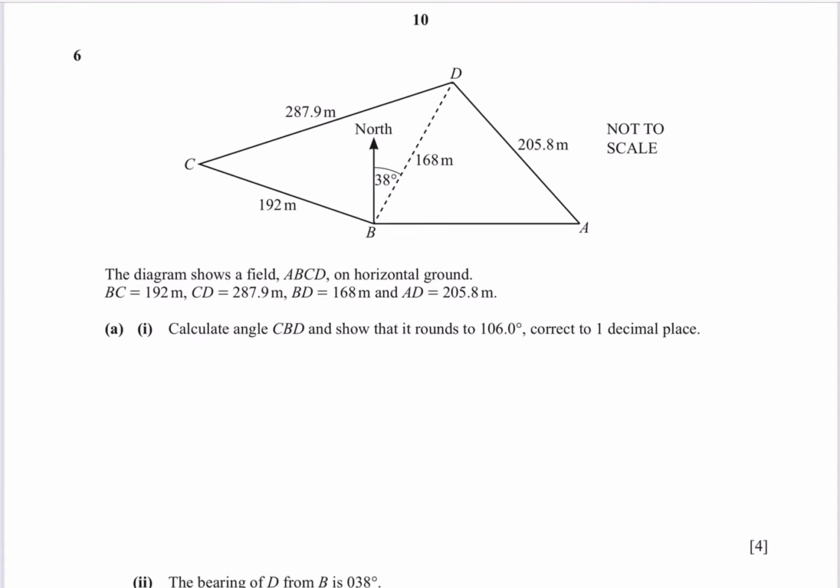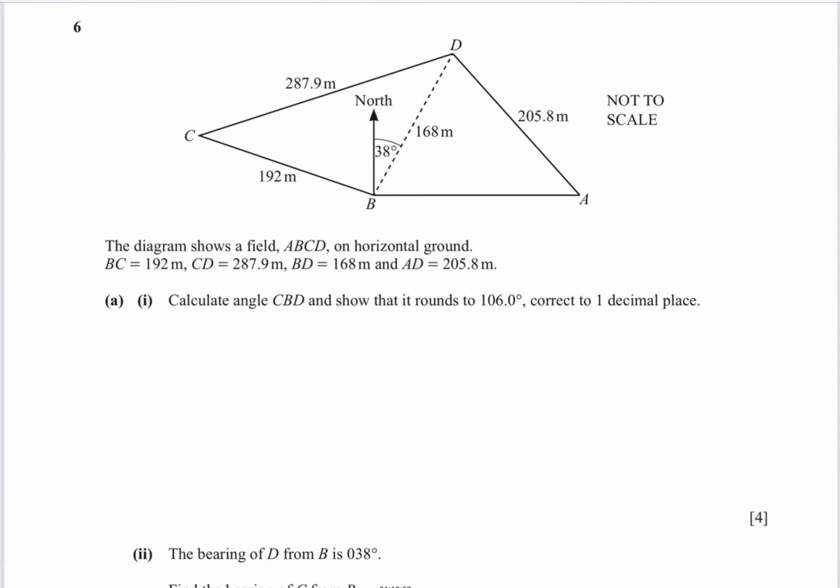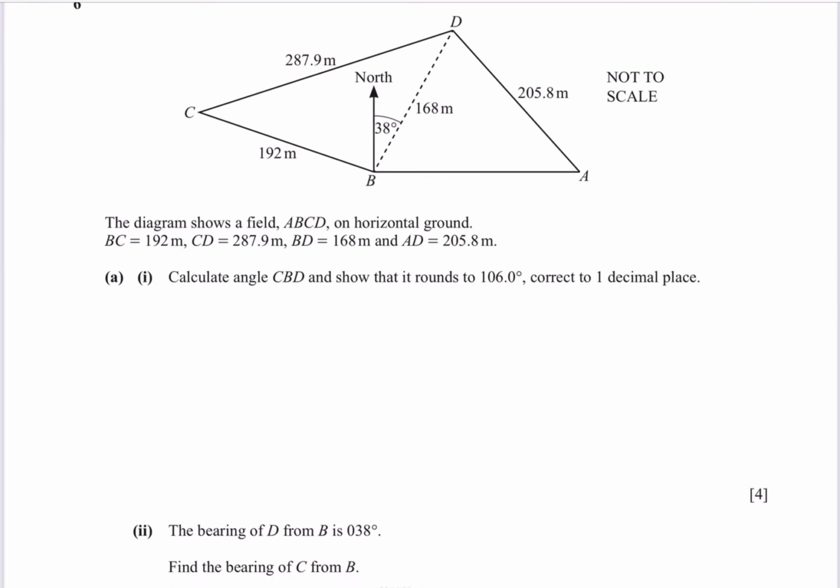Question number 6. In the diagram everything has been written. Calculate the angle CBD and show that it rounds to 106 degrees, correct to 1 decimal place. CBD. We can use the cosine rule because in this triangle the lengths of all three sides are given.